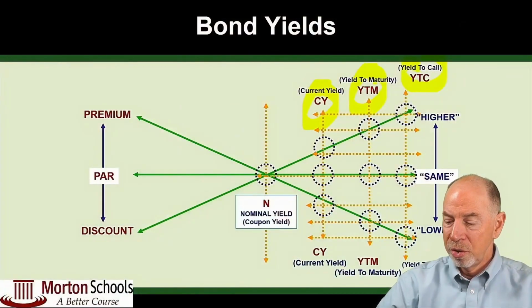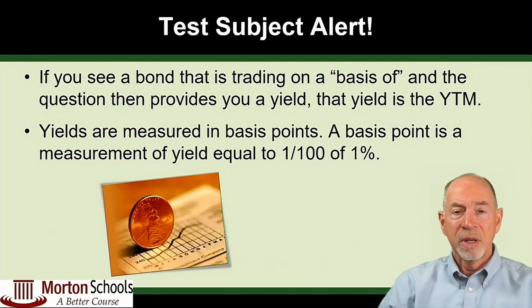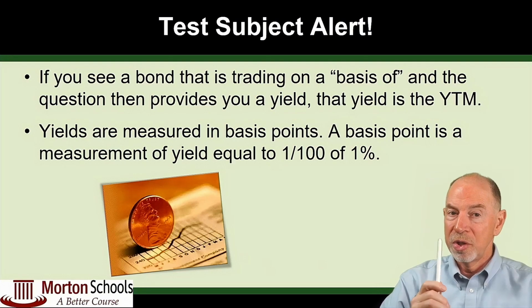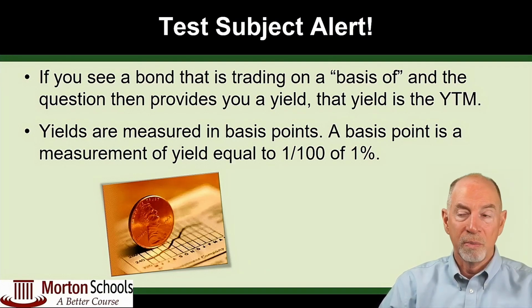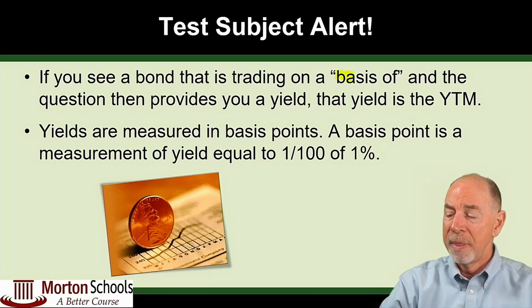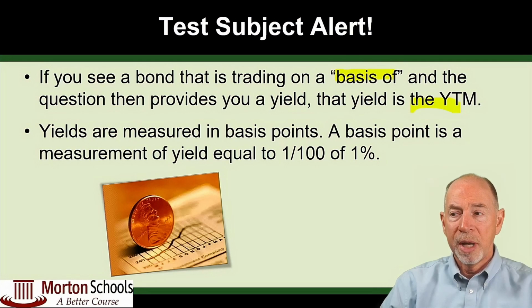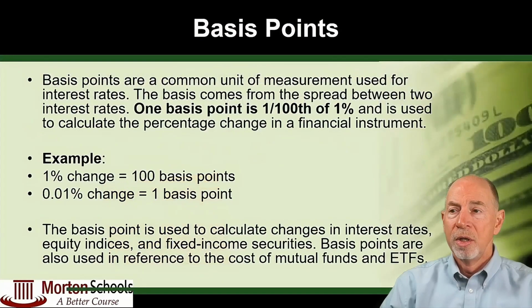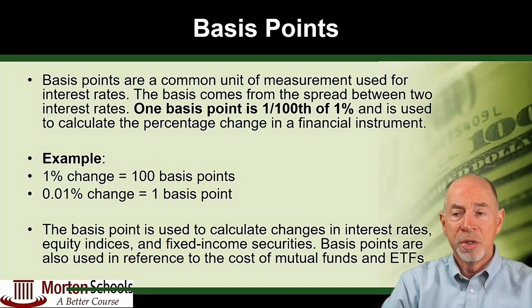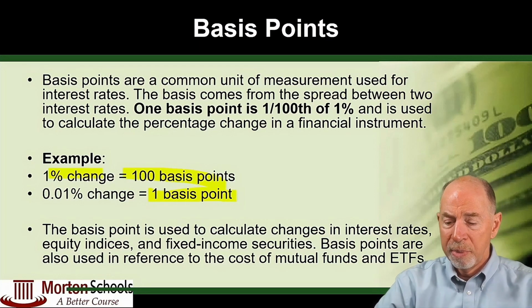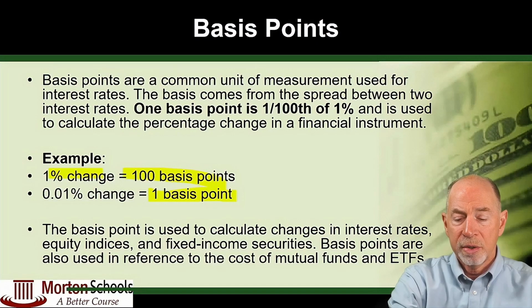And let's go on to the test subject alert here. Now remember, I've got very few of these in the review, but remember this one is in here because very likely to get a question on this. Remember that you see a bond that's trading on the basis of, then they're talking about that yield to maturity. Yields are measured in basis points, and a basis point is 1/100th of a percentage point. So, for example, 0.01 is 1 basis point. A 1% change would be 100 basis points, and they could use that term basis points on the test.